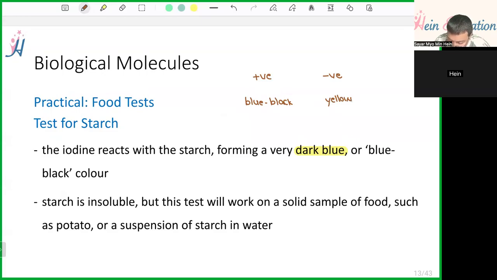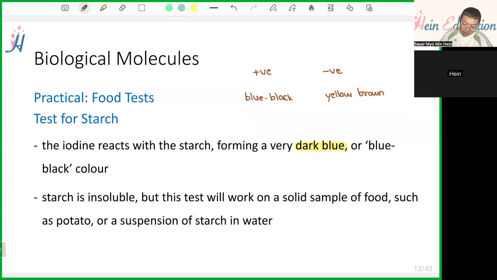So we can observe a yellow-brown color. This will be the summary for the iodine test. So, the starch test: we just add a drop of iodine solution, and if starch is present in the food, we can observe a blue-black color. If it is negative, then we will observe yellow-brown.